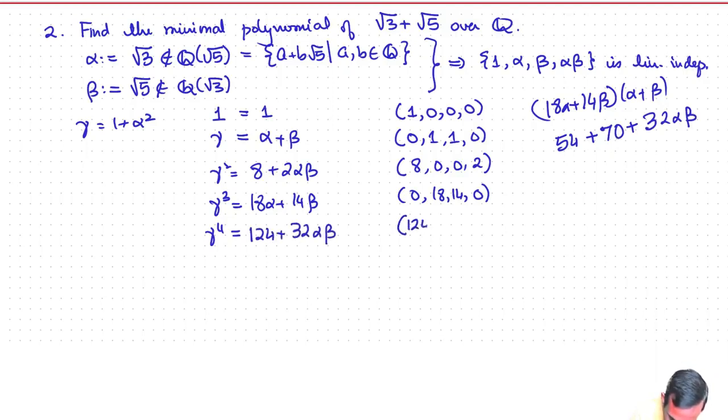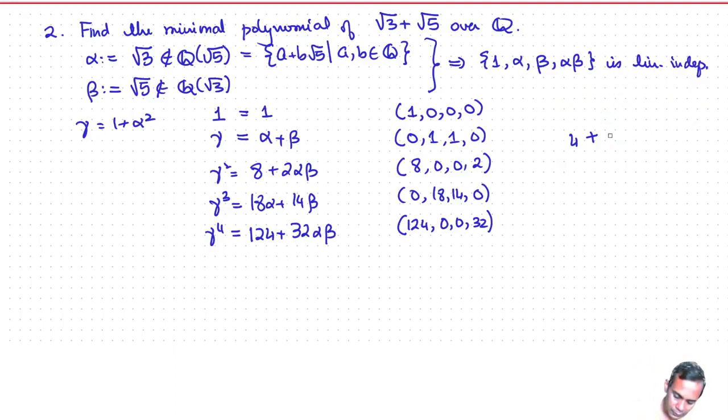So we get 124, 0, 0, 32. So these are the first 5 powers of gamma, starting with gamma to the power 0. And now we can find a linear dependence between these vectors. Now this gamma to the power 4, we want to express it as a linear combination of 1, gamma, gamma squared and gamma cubed. Well, the two middle coordinates of gamma to the power 4 are 0.